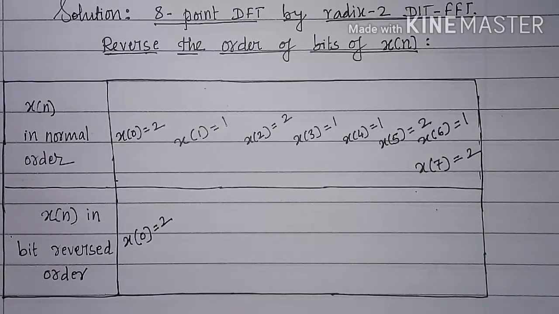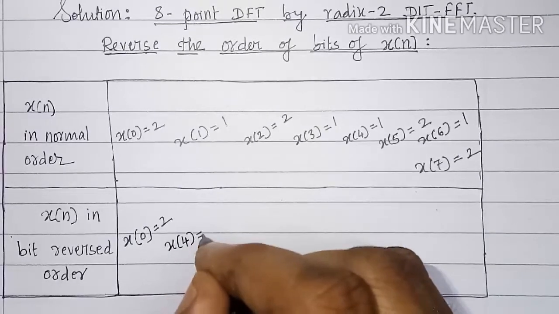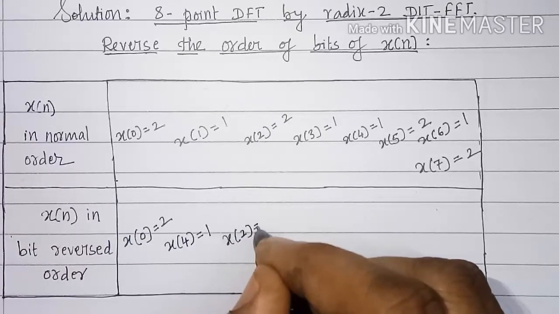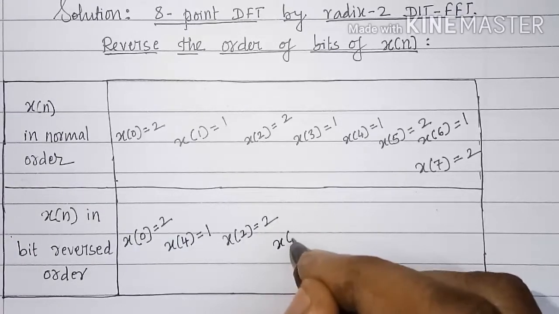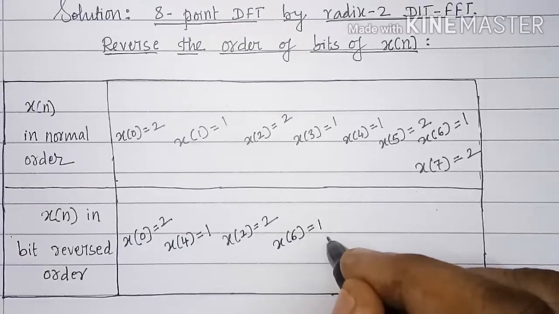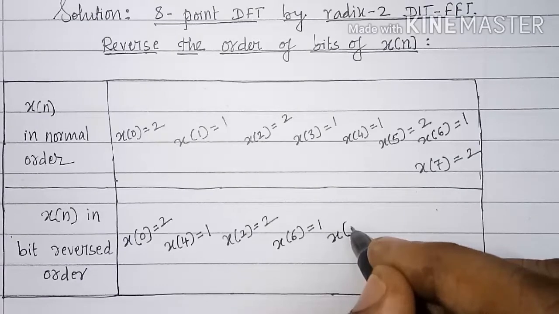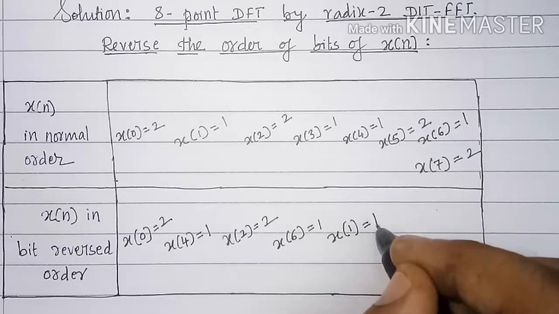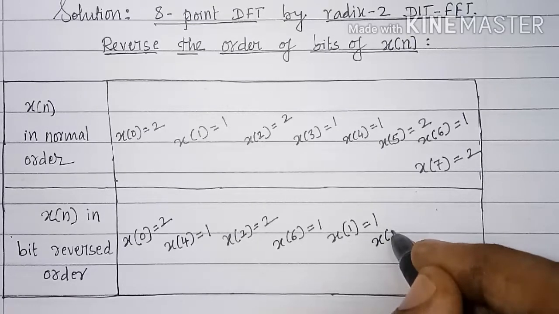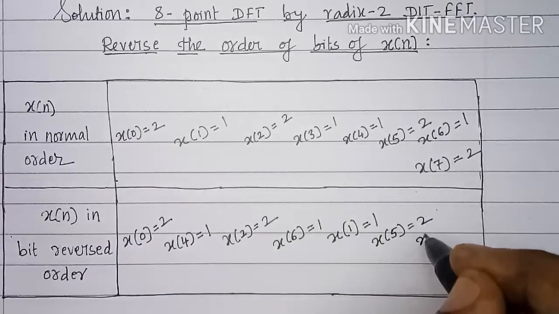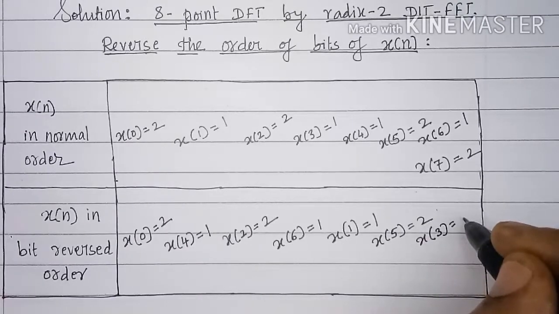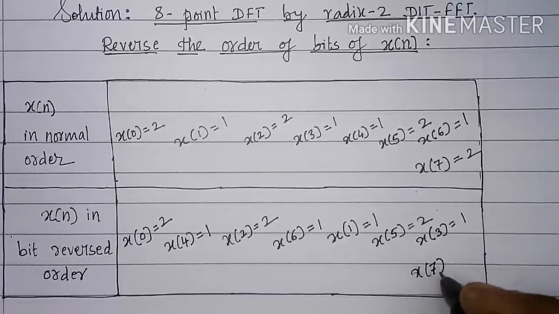X of 0 equal to 2, x of 4 equal to 1, x of 2 equal to 2, x of 6 equal to 1, x of 1 equal to 1, x of 5 equal to 2, x of 3 equal to 1, x of 7 equal to 2.